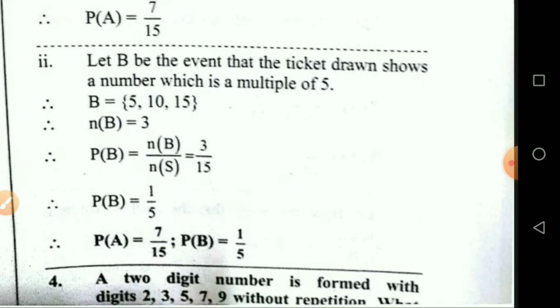Give letter B to the second event. Let B be the event that the ticket drawn shows a number which is a multiple of 5. B is equal to {5, 10, 15}. Number of B is equal to 3. Probability of B is equal to number of B upon number of S. Substitute the values. 3 upon 15. Simplify this. 3 1s are 3, 3 5s are 15. Probability of B is equal to 1 upon 5. And at last, write down the probability of both the events. P of A is equal to 7 upon 15 and probability of B is equal to 1 upon 5.